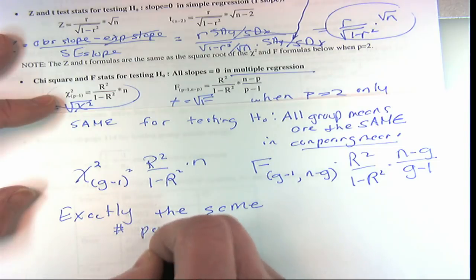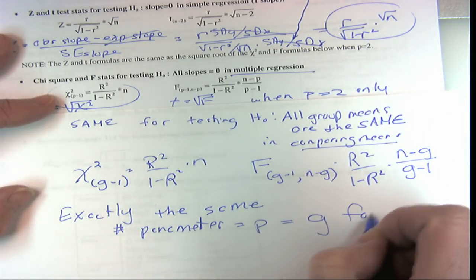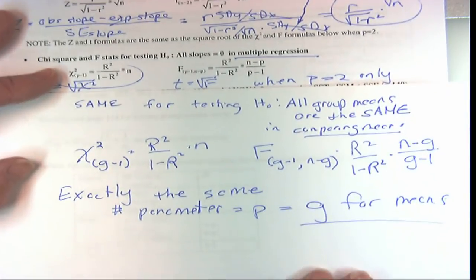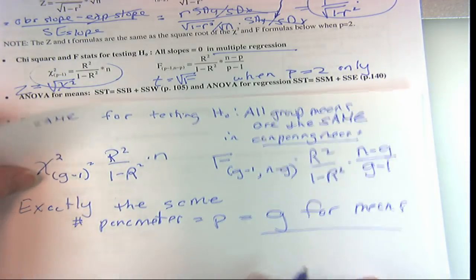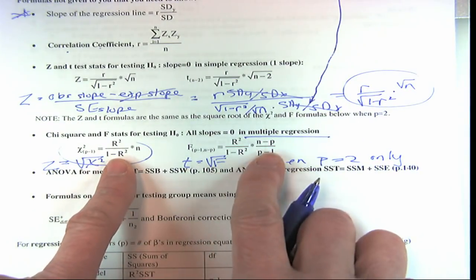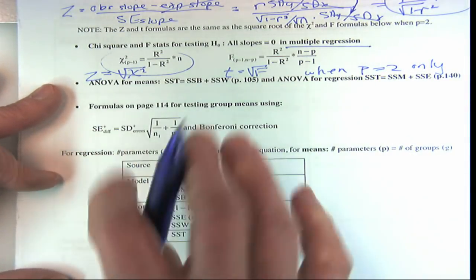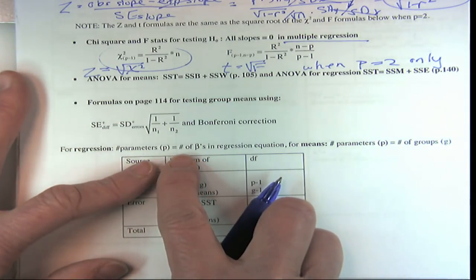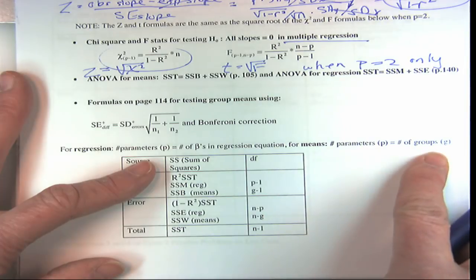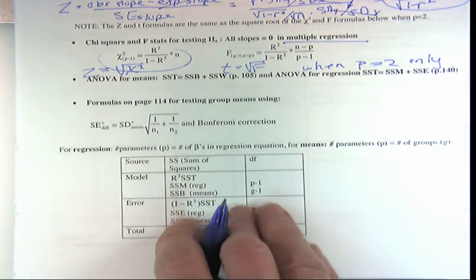And the number of parameters is equal to p, which is equal to g for means. Everything else is the same. P is equal to g. All right? Any questions on that? What I'm saying is you just have one formula to remember. We can do an example right away, it's exactly what I said here. For regression, P is equal to the number of betas in the regression equation. For means, the number of parameters is equal to the number of groups. So it's the same thing right here.